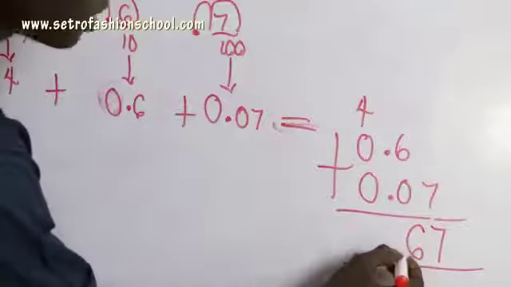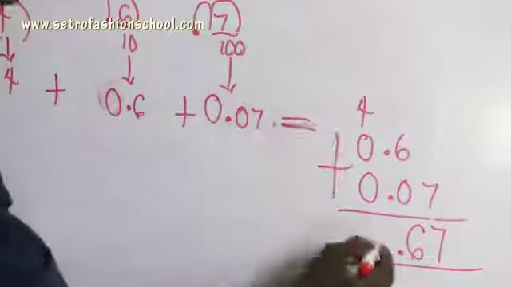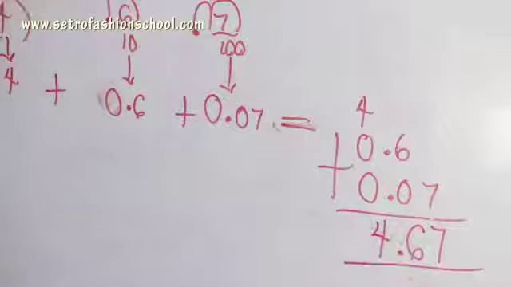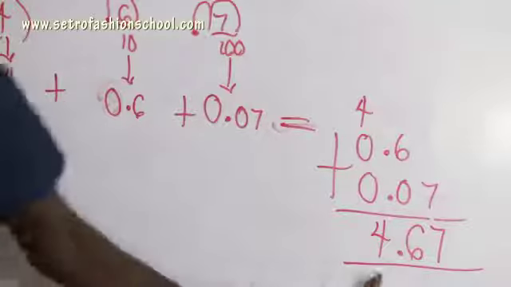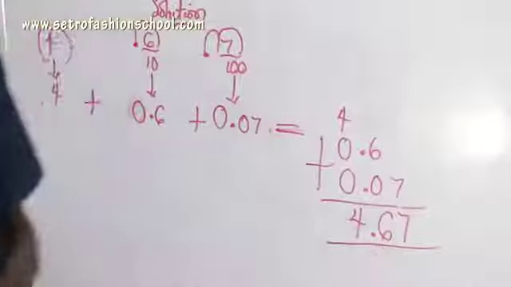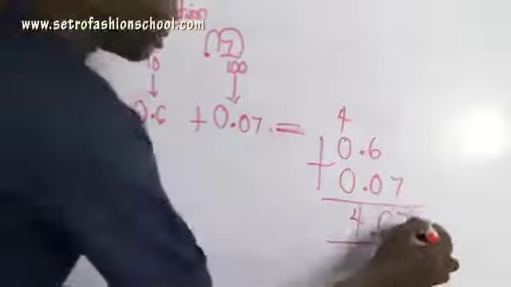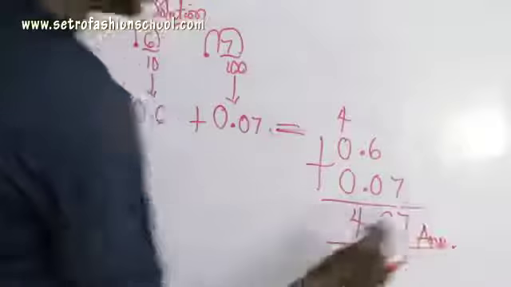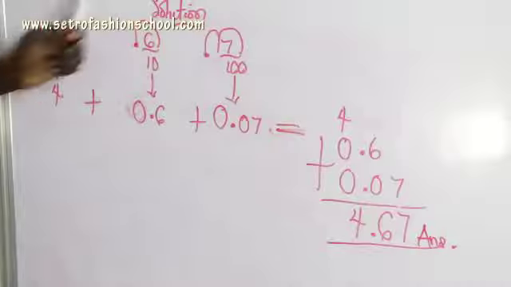Then you place your point down. Then this will be 4. Finally, you have 4.67 as your answer. 4.67 as your answer. This is your decimal. This is the decimal of this question.